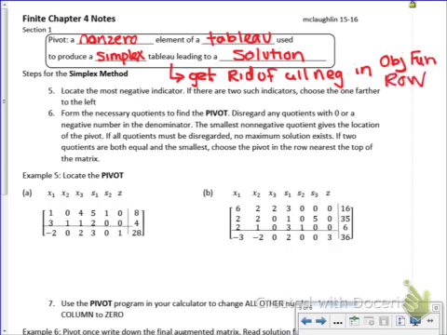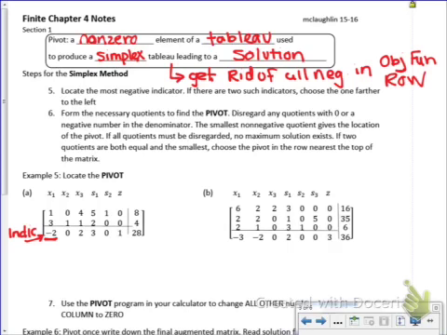Okay, there are some rules to this, and probably the hardest part. So first thing you do is you look for the most negative indicator. And if there are two, you're going to choose the farthest one to the left. So if I look at example number 1, the most negative indicator right here is that -2. Okay, when it says indicator, that's the bottom row. This bottom row here, those are the indicators. Okay, and then it says find the necessary quotient.